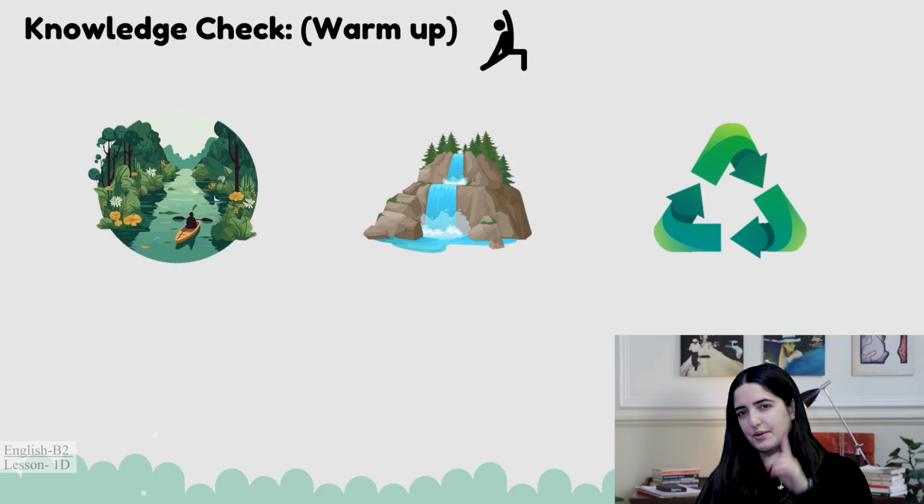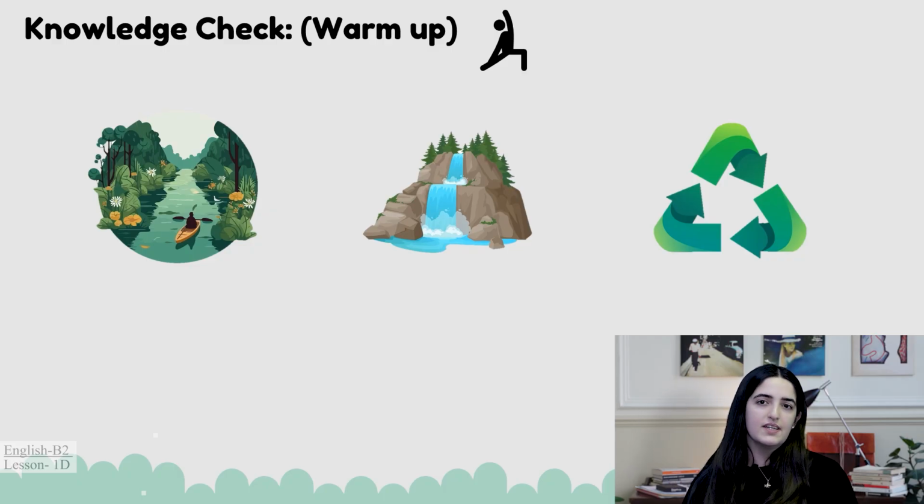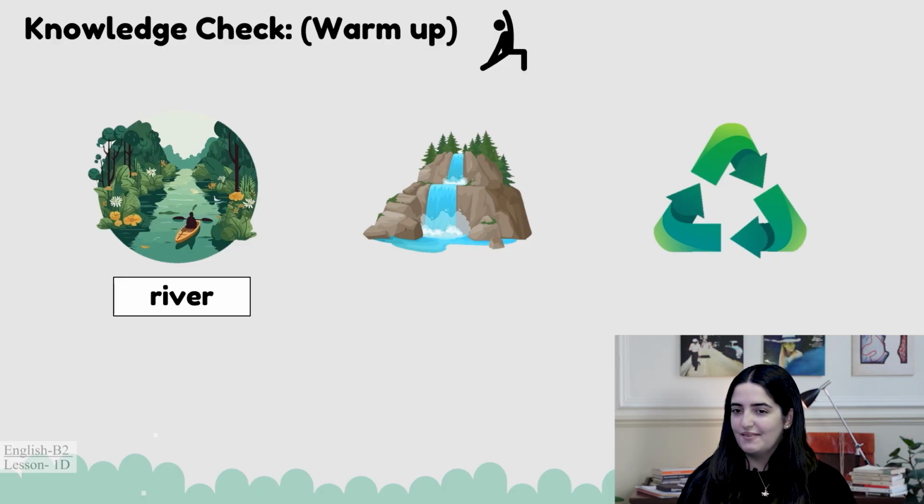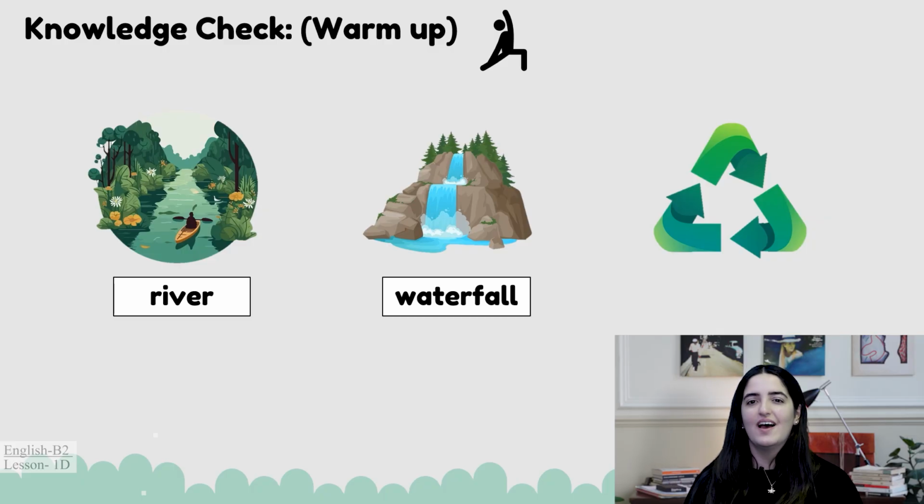Super. Okay, let's do a quick knowledge check of some of those words. What is the first picture? Okay, what is that in the middle of it? Pause and answer. It is a river. Well done if you got that one. What about the next picture? Pause and answer. It's a waterfall. A waterfall. Well done.